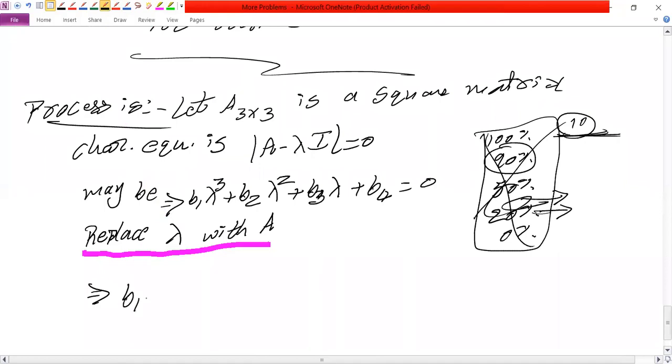b1 into A cube plus b2 into A square plus b3 into A plus, can I write b4? Yes or no? Please answer fast. Yes, sir, it's a constant.